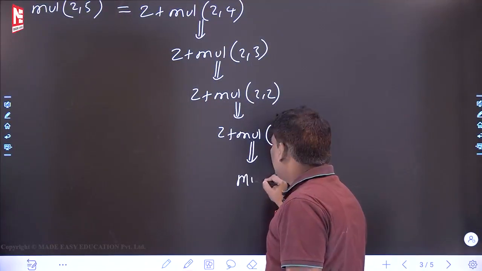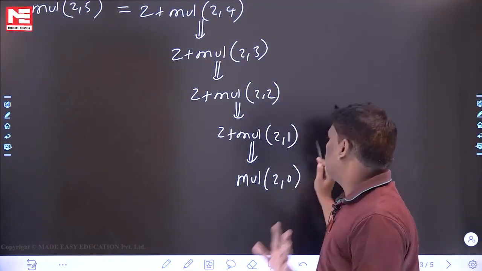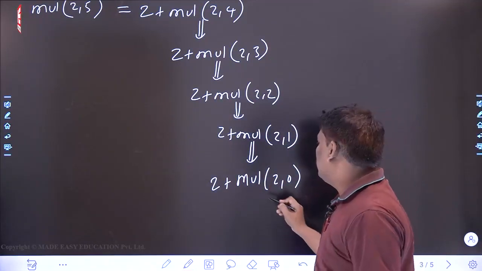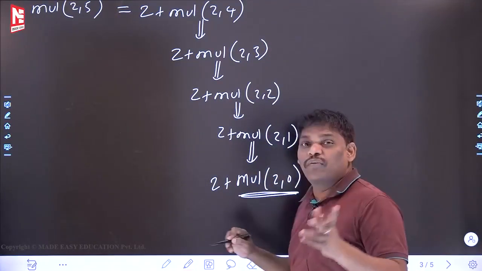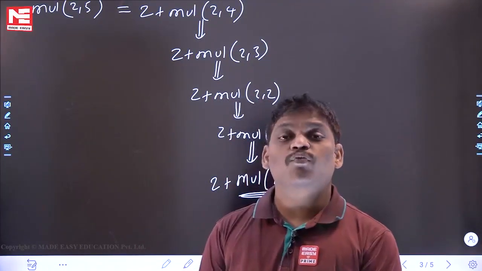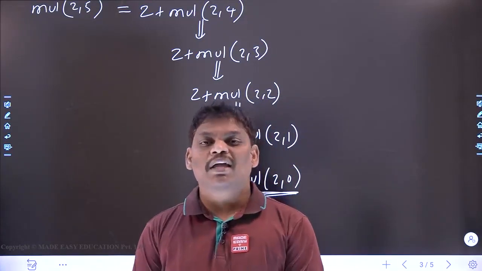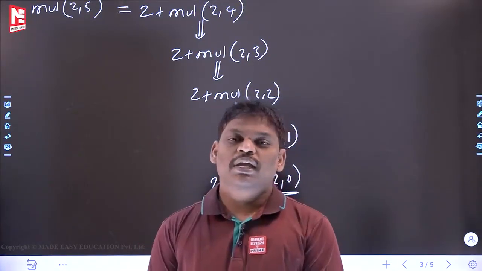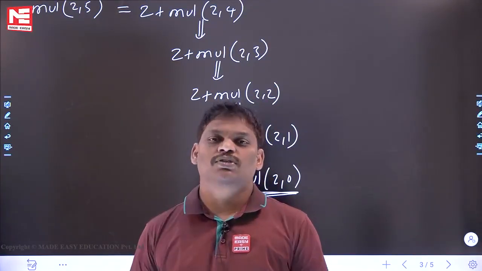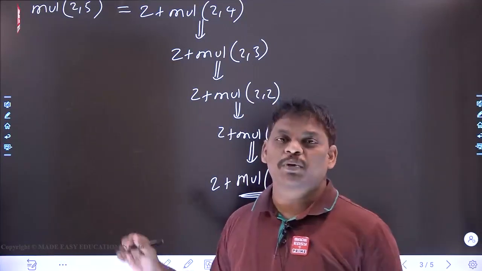What is the answer? Multiplication of 2 comma 0. 2 plus multiplication of 2 comma 0. I think here you can stop. Everyone knows that whenever you are multiplying two numbers, if one number is 0, the answer is 0. I want to multiply m comma n: m is 0, answer is 0; n is 0, answer is 0; if both are 0, then answer is 0. You know multiplication very well; this is the minimum thing people should know.